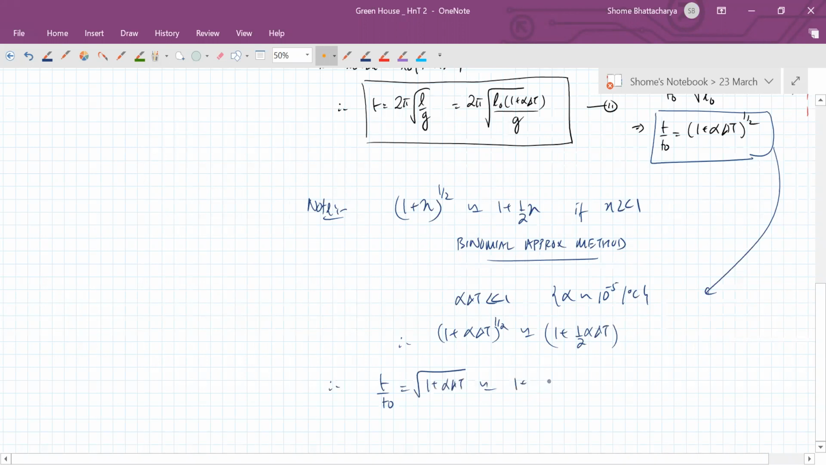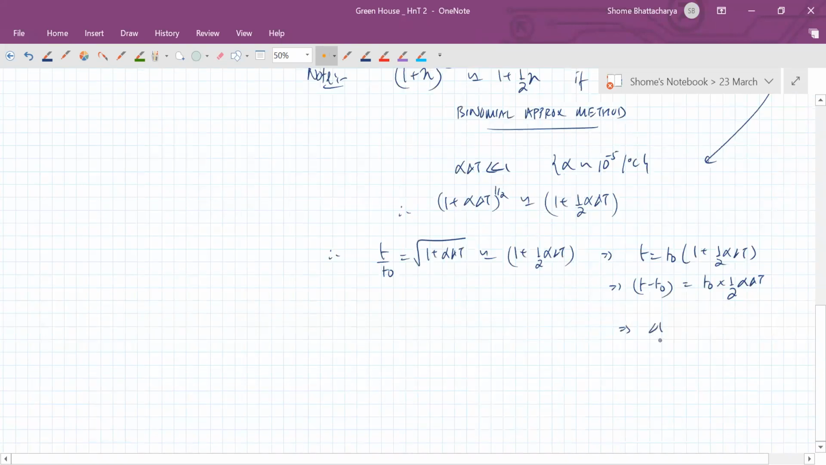So therefore T by T naught, which is square root of 1 plus alpha delta T, can be approximated as 1 plus half of alpha delta T, or T is equal to T naught into 1 plus 1 by 2 into alpha delta T. So T minus T naught is T naught into half alpha delta T, or the fractional change in time period is this. Okay. So in other words, fractional change in time period is half of fractional change in length. That's why it is half of alpha delta T.